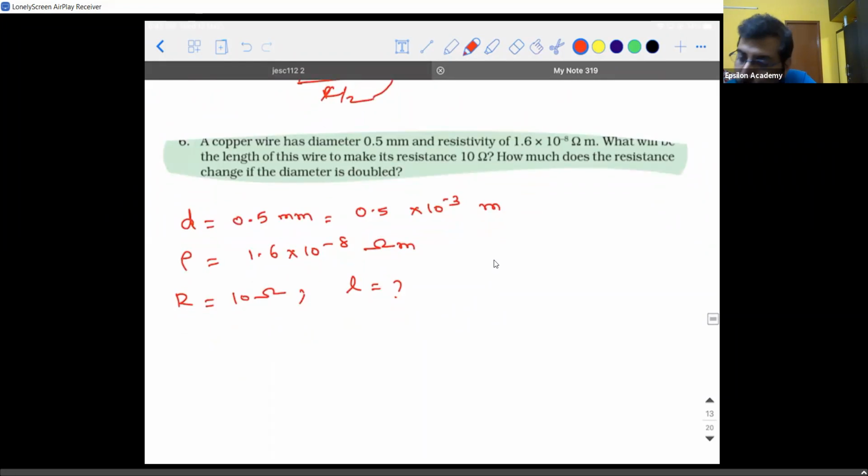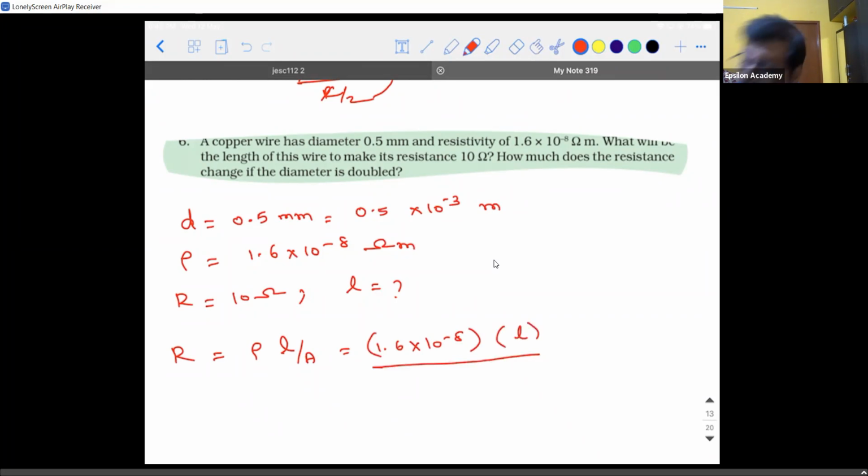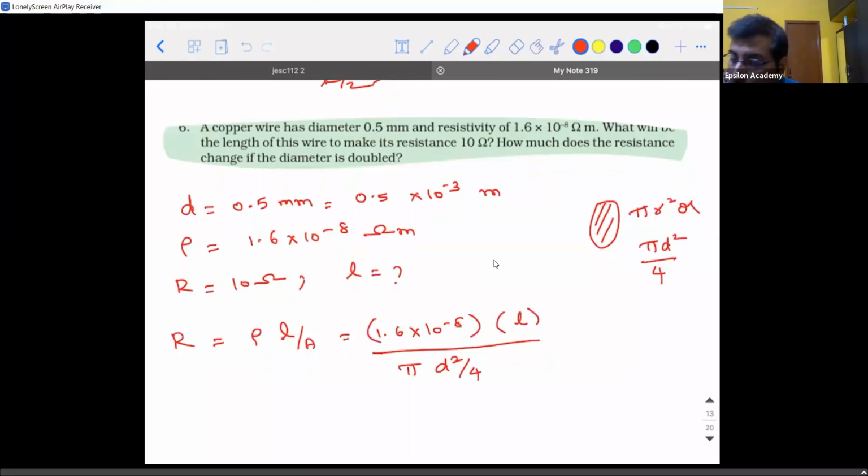Listen to this. What is the formula that gives the relation between R, rho, L, and A? R is equal to rho into L divided by A. Rho is 1.6 into 10 power minus 8 into L is how much? That's what we need to find. Divided by area is how much? So area of cross section of a cylinder is pi r square or pi d square divided by 4 because r is equal to d by 2. It is pi into d square divided by 4.